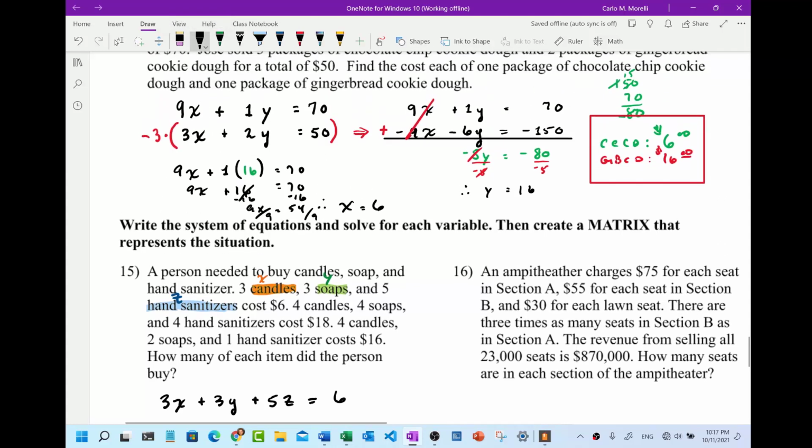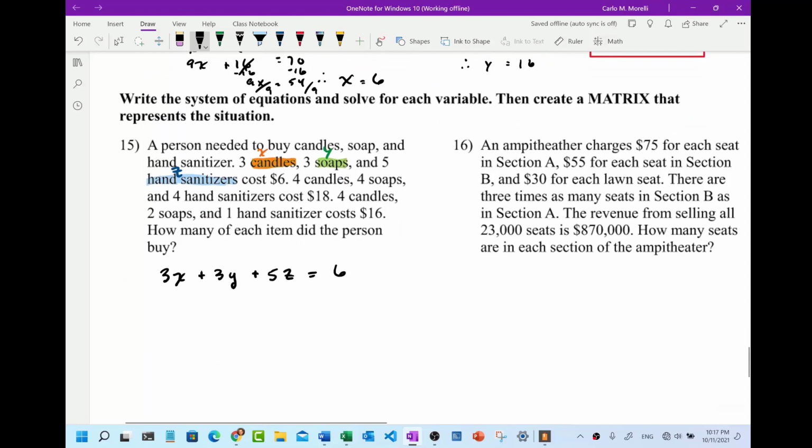Remember above here we had cookie dough costing $16. Down here you can buy all this stuff for $6. Next line, it tells you you got 4 candles. Remember, candles are x, so 4x plus 4y for soap plus 4z for hand sanitizer for a total of $18. So that equals 18. And then your final equation is 4 candles, so 4x, plus 2 soaps, 2y, plus 1 hand sanitizer, 1z equals 16.